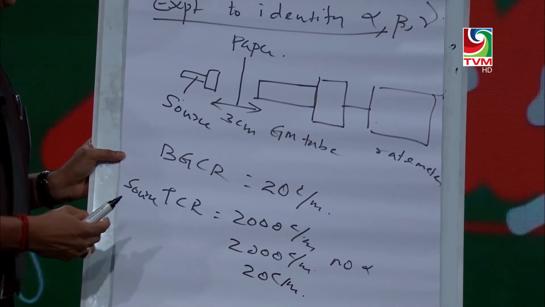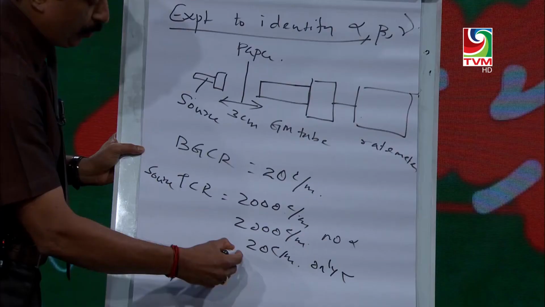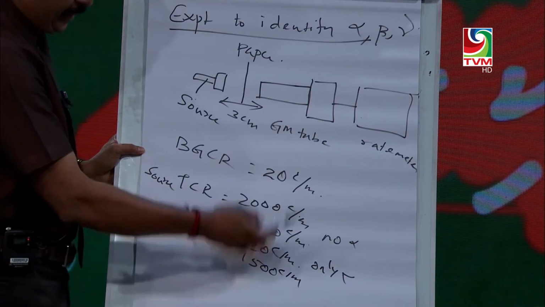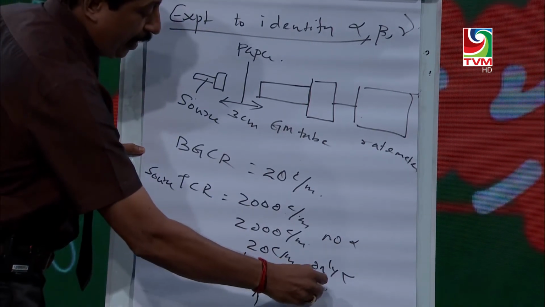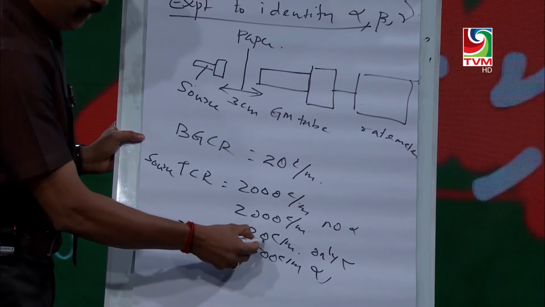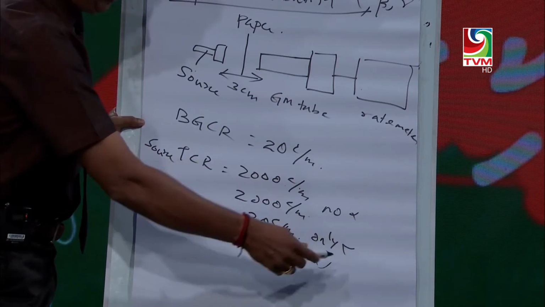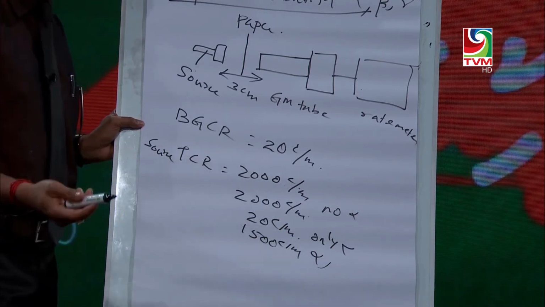Then we can say that it is having only alpha particles. Only alpha is present inside. In some other situations, it may be around 1500 counts per minute. Then we can say the count rate decreases because of alpha, but it is not down to background, so some other radiation like gamma or beta is present. We are not sure about that.